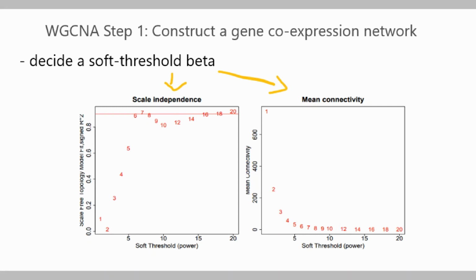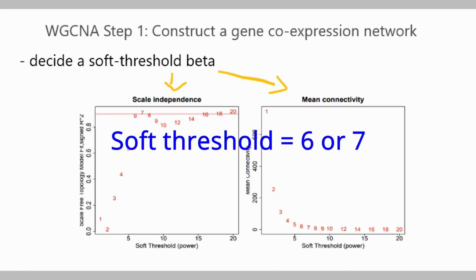For the scale-independent graph, we look at the R-square for how well it fits a scale-free network. So a higher value means it is closer to the scale-free network. The mean connectivity graph means we look for the minimum numbers that connect to the others, as in a scale-free network. Most of the nodes are with minimal connectivity.